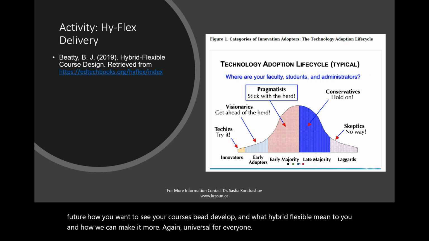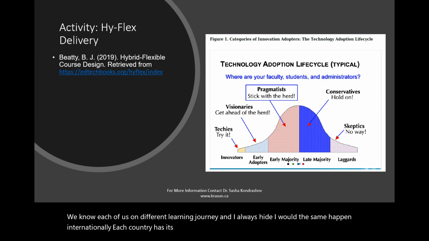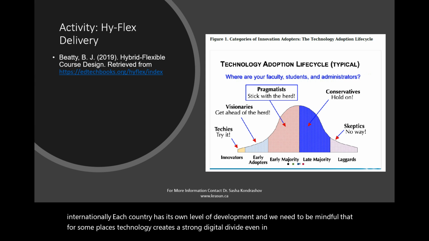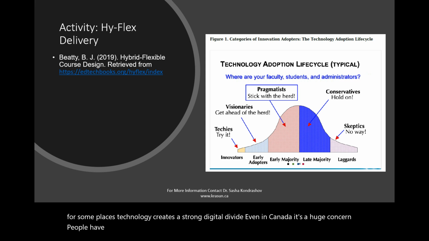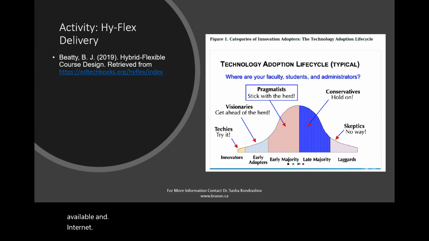We know each of us is on a different learning journey, and I always highlight how the same happens internationally. Each country has its own level of development, and we need to be mindful that for some places, technology creates a strong digital divide. Even in Canada, it's a huge concern: people having access and not having access to technology. We saw it in the pandemic, and we will see it in the future if we don't take action to ensure equitable access to technology is available, and that the internet is part of human interaction in a way that everyone has access to it and can choose when and where to use it.